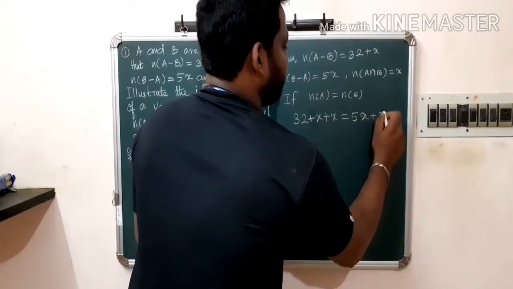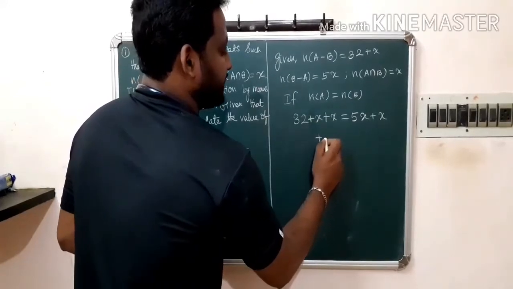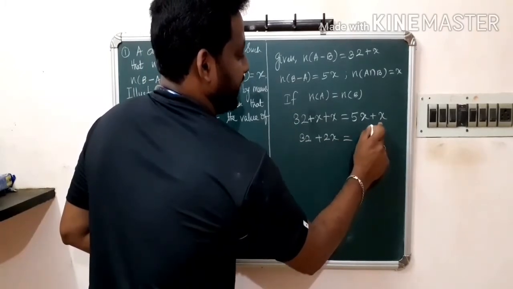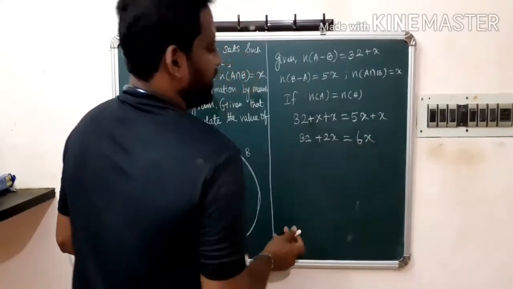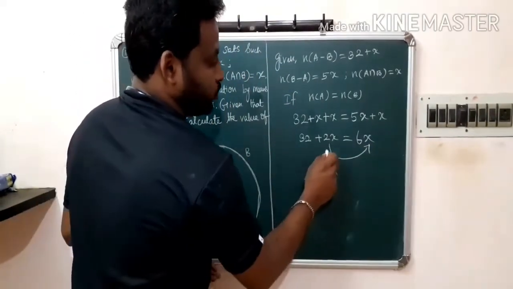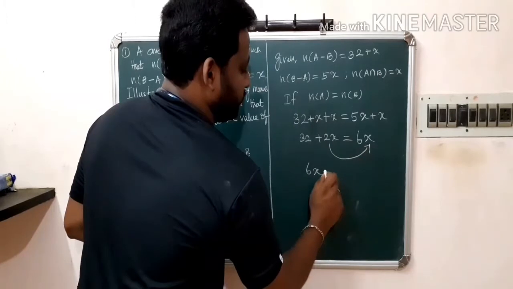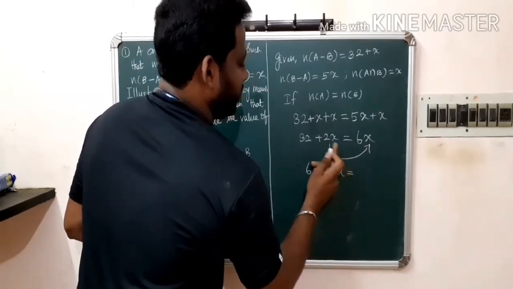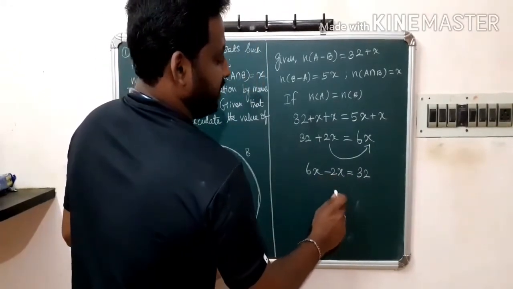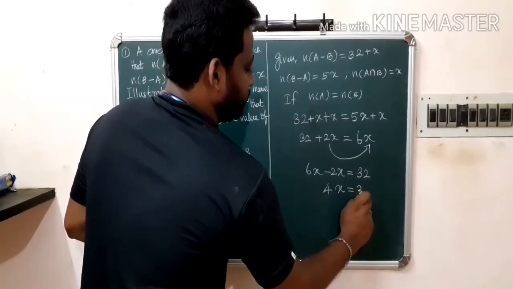5x plus x. Here 32 plus x plus x, that means 1x plus 1x is equal to 2x, and then 32, which is equal to 5x plus 1x is equal to 6x. Here plus 2x will change into minus 2x. So 6x is already here, plus 2x will change into minus 2x, which is equal to the already existing 32. So 6x minus 2x. x is a common variable. 6 minus 2 is 4. So 4x is equal to 32.